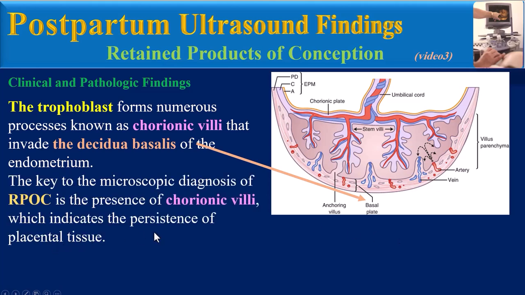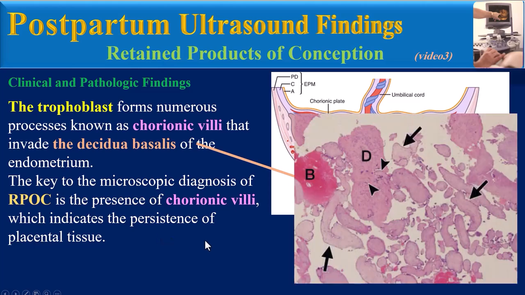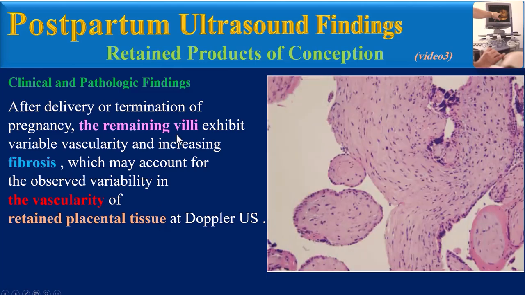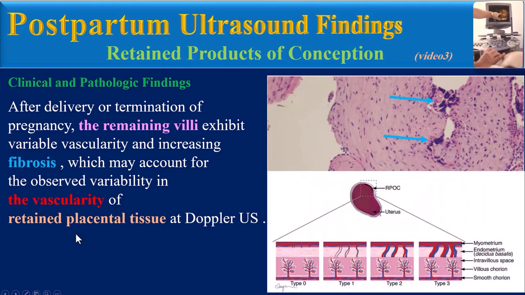The key to the microscopic diagnosis of RPOC is the presence of chorionic villi, which indicates the persistence of placental tissue. After delivery or termination of pregnancy, the remaining villi exhibit variable vascularity and increasing fibrosis, which may account for the observed variability in the vascularity of the retained placental tissue at Doppler ultrasound.